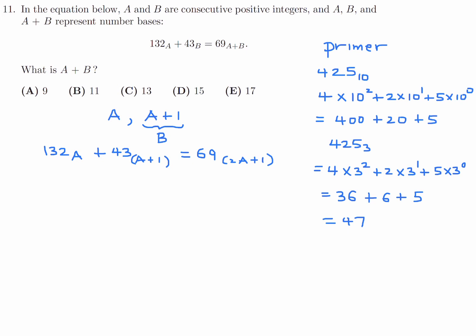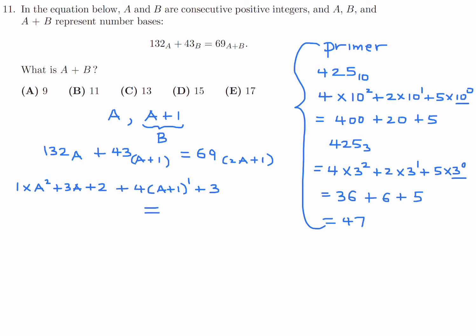So using the same system I did over here, I'll do this. So it's 1 times a squared plus 3a plus 2, plus 4 times a plus 1 to the power of 1 plus just 3. Because remember, the last one would be to the power of 0, and we don't really need to write that out because anything to the power of 0 is just 1. And then on this side, it will be 6 times 2a plus 1 to the power of 1 plus 9 times 2a plus 1 to the power of 0, but you don't need to write all that out.